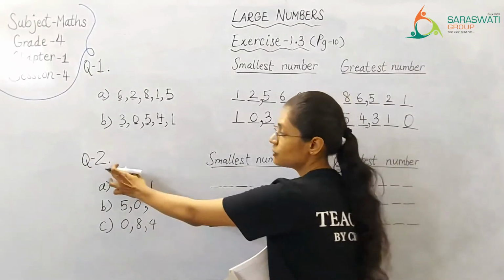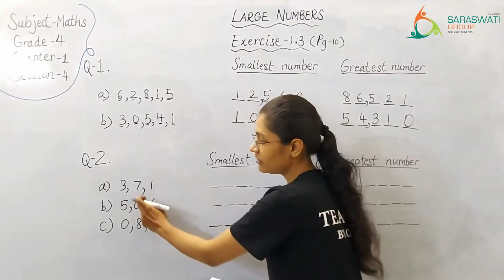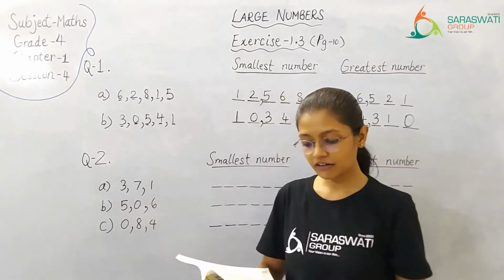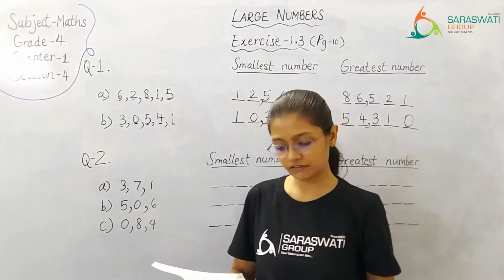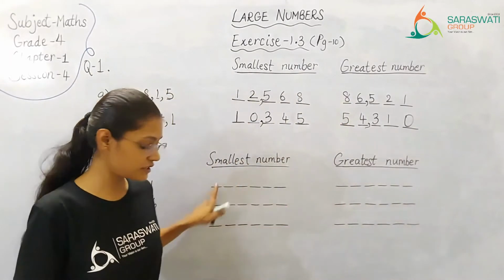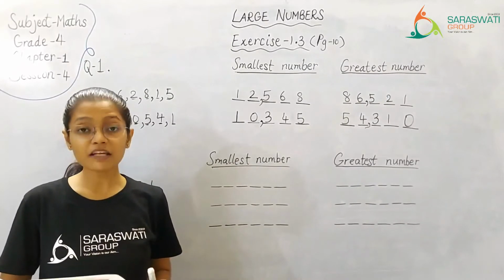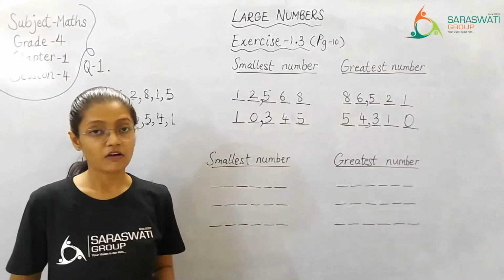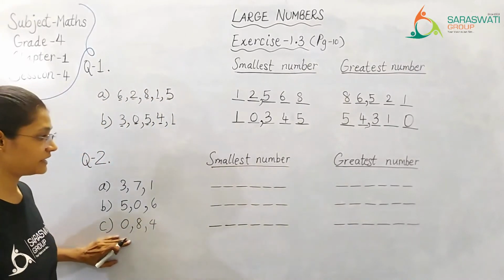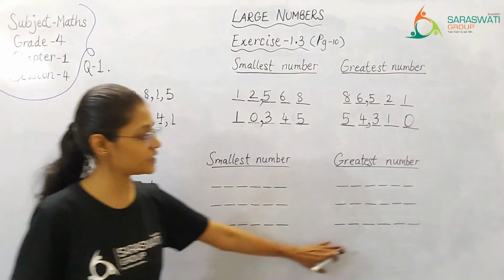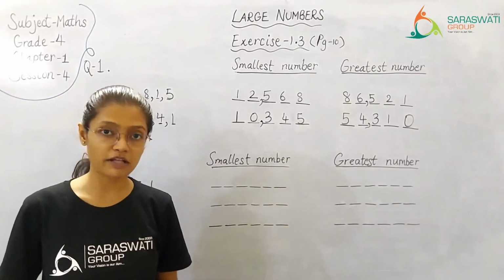Now, in question 2, in each of these questions, you are given 3 digits. And over here, you have to write the greatest and the smallest 6-digit numbers using the given digits, and you may repeat the digits over here. Obviously, we have to repeat the digits because we are given 3 digits and we have to form a 6-digit number. Then you have to use each digit at least once.